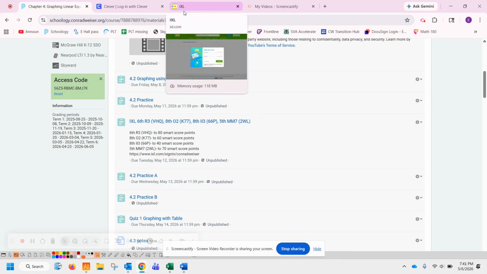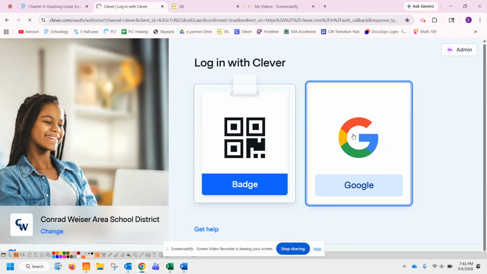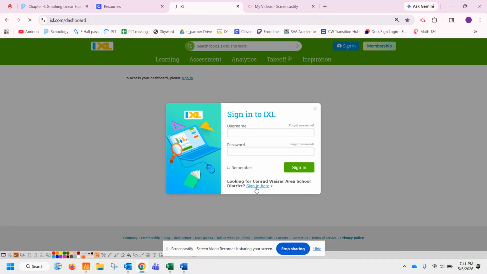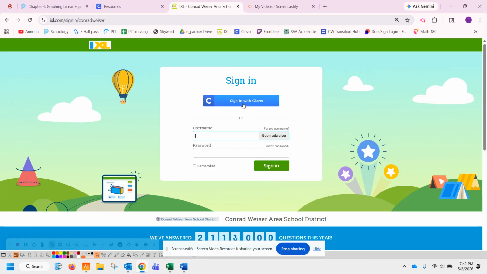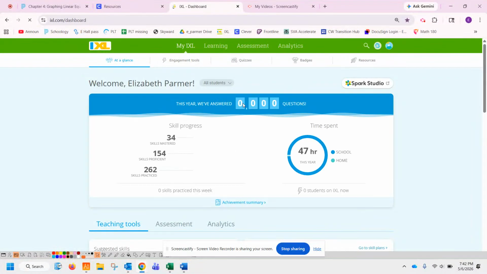So first of all, remember that to log on to IXL, you can either go to Clever, sign in through your Google account and find the IXL, or maybe you have it saved as a favorite in your bookmarks bar. I'm going to log in that way. Remember that you have to be logged in through your Connor Weiser Google account in order for me to see it from my point of view.